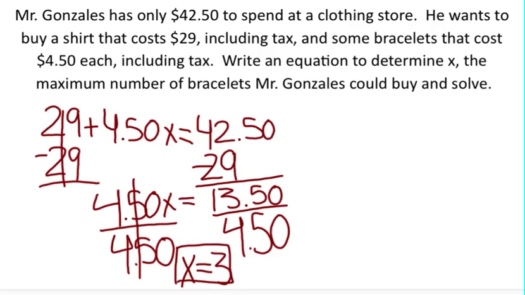Mr. Gonzalez could buy 3 bracelets. Now you should do a check to make sure that your answer is correct. To do this, you fill in the variable with your answer into the new equation. The new equation should look something like this.